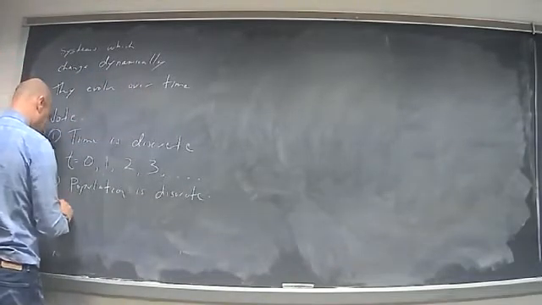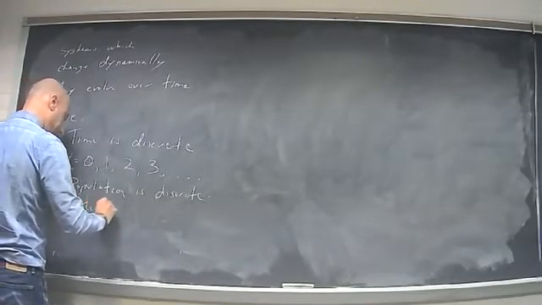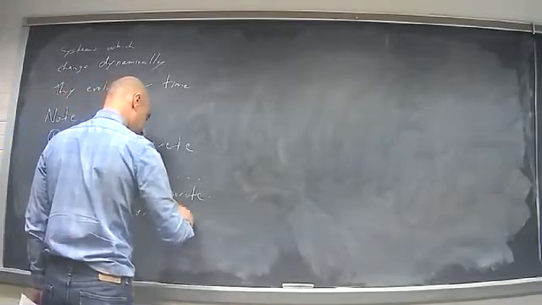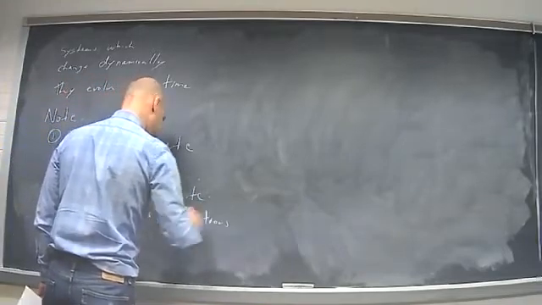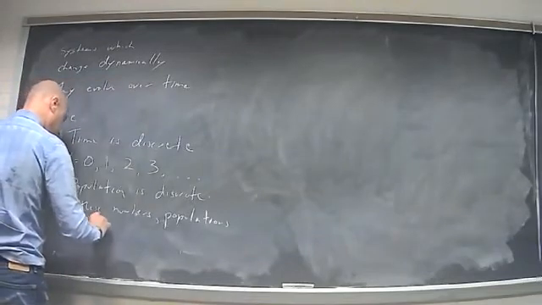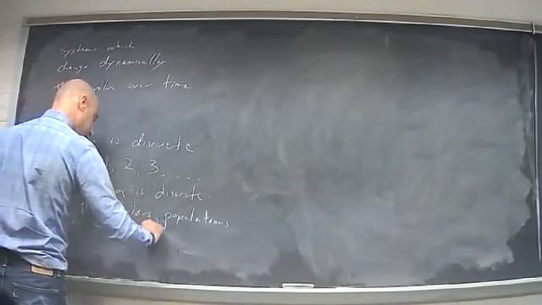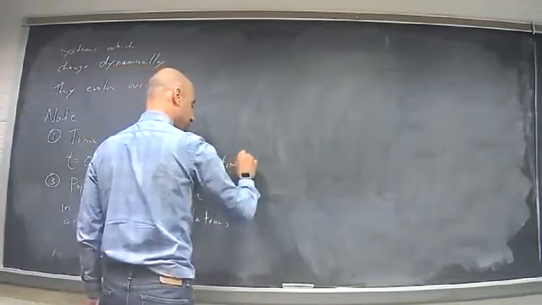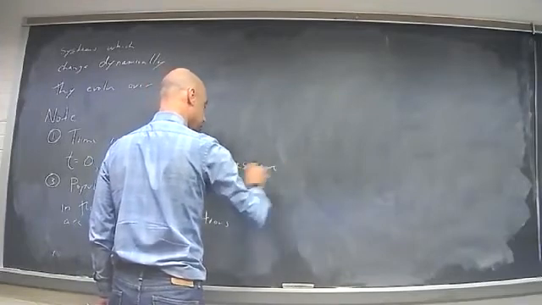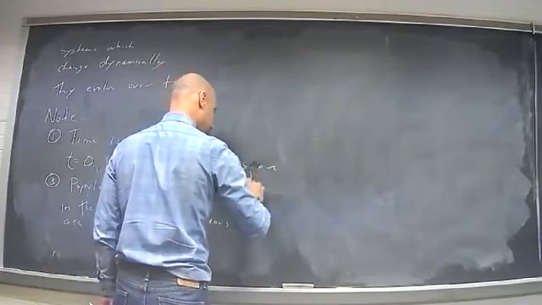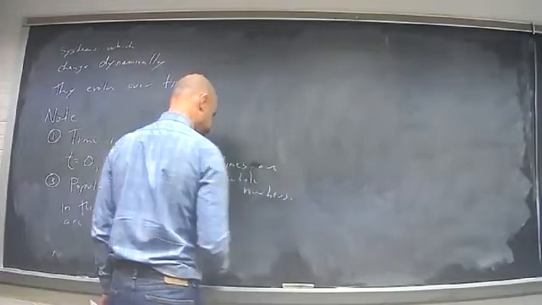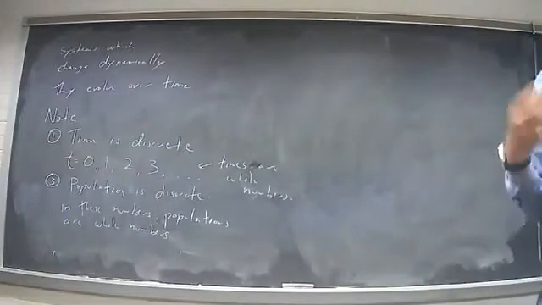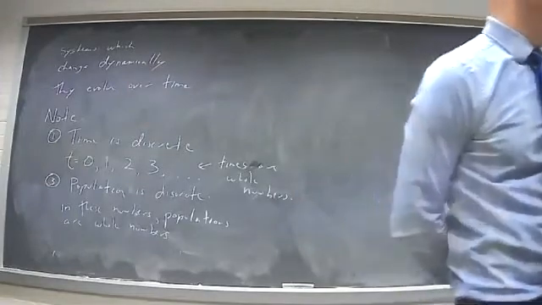So in these models, populations are whole numbers. Times are whole numbers. So it's sort of discrete time, discrete position, if position means population in this case.